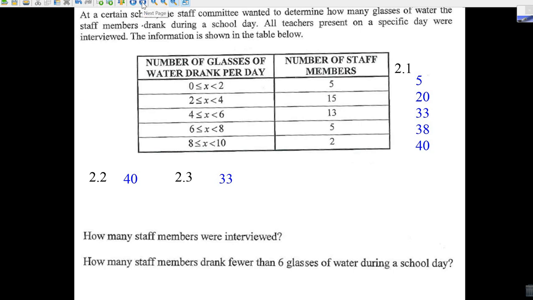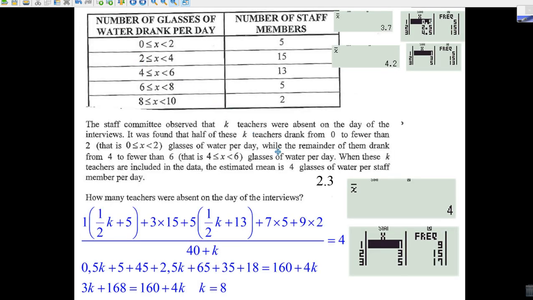Well, those were all really easy. But the next question, 16 marks are really easy in statistics, and the next one's more of a challenge, and they actually do something a little confusing. Maybe you didn't get confused because you didn't think about it. But I'll tell you a little bit later on. What they say is, there's a bunch of teachers that were absent on the day, but they found out that half of these teachers drank between the 0 and 2 in this group, and the other half of these teachers, which they call K, drank in the group between 4 and 6.